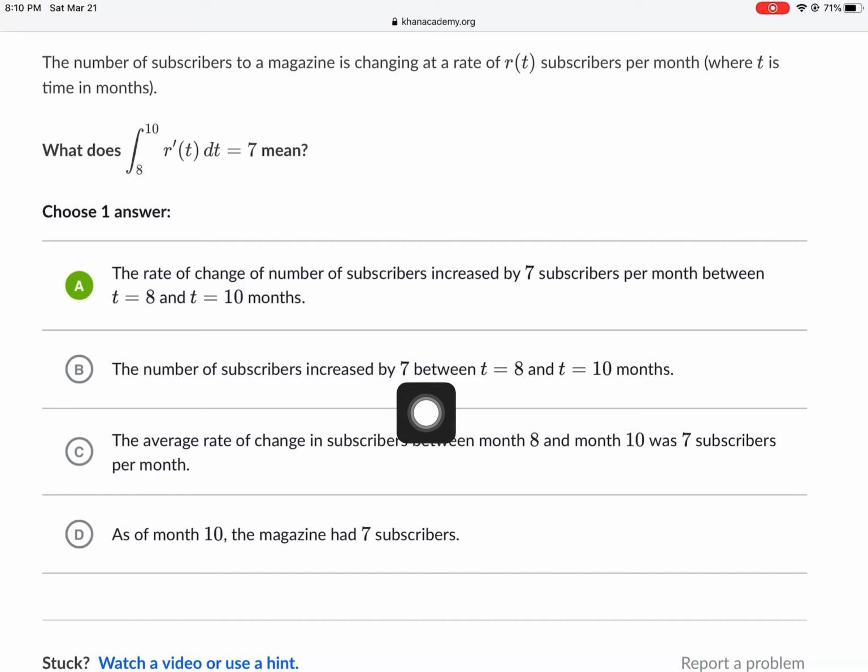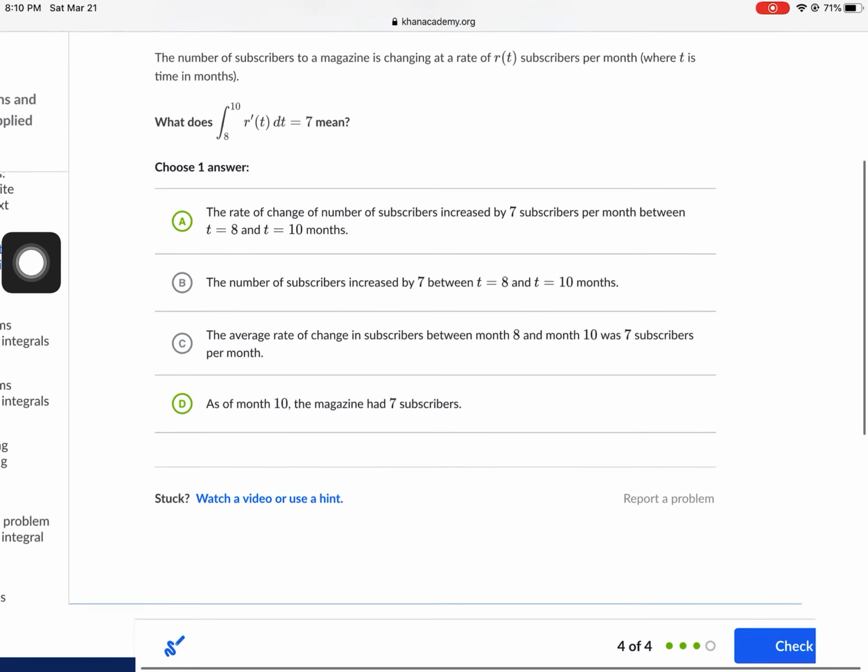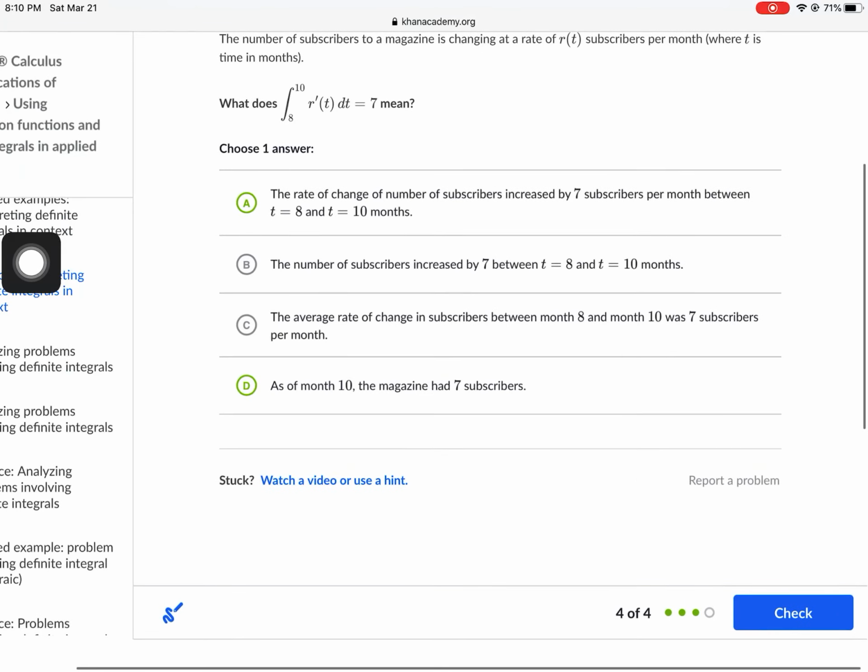This number of subscribers increased. No, that would be if we did the integral of R. That'd be the total change in subscribers. The average rate of change, no. And then as of month 10, the magazine has 7. No. So here we go. The rate of change in the number of subscribers, it changed by 7. Because remember, this is the rate of the rate. So doing the integral of that would give us the total change in the rate.